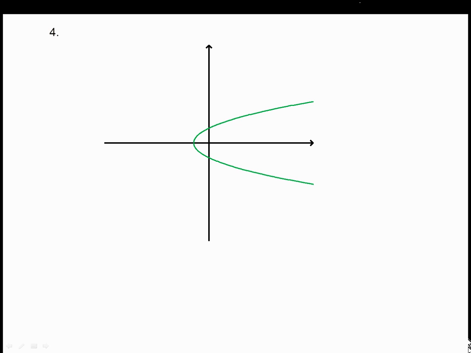Parabola on its side. Okay, the inverse, there is no horizontal line that hits the graph in more than one point. The inverse itself is a function, even though the original parabola on its side is not. So the inverse is a function.